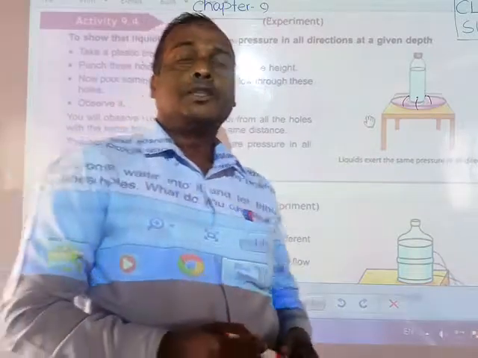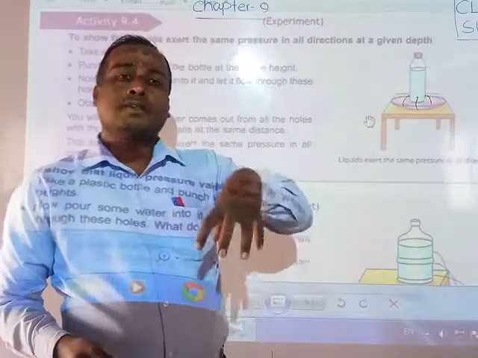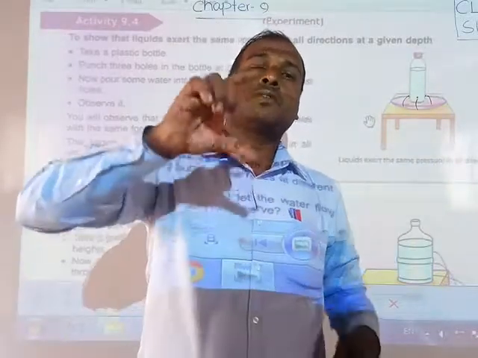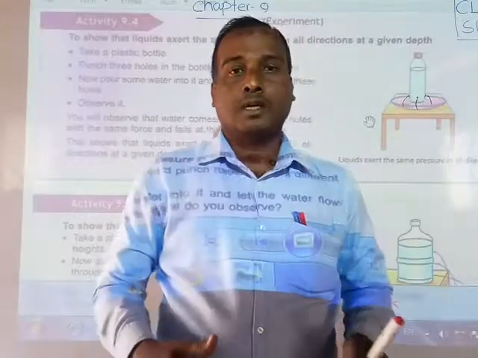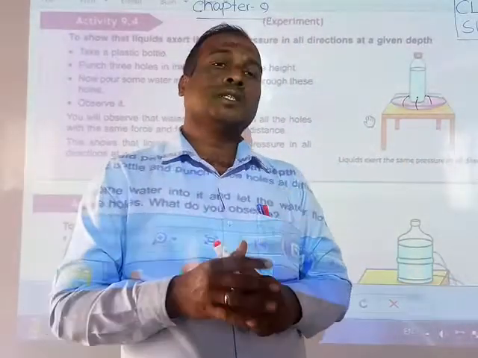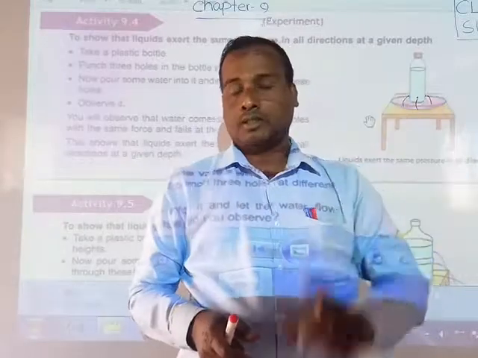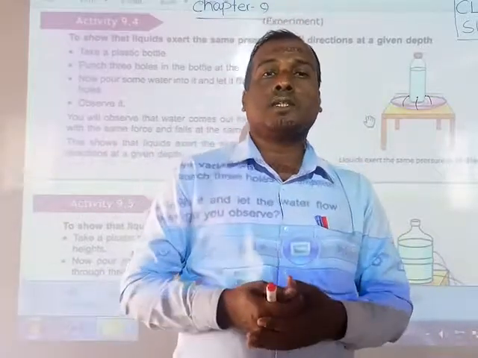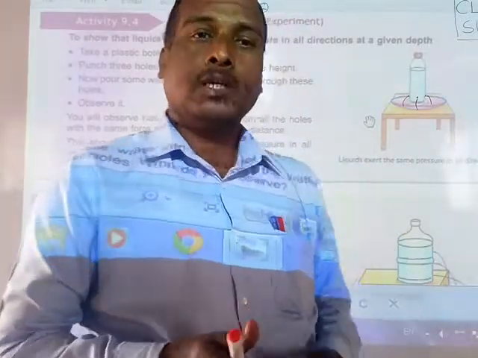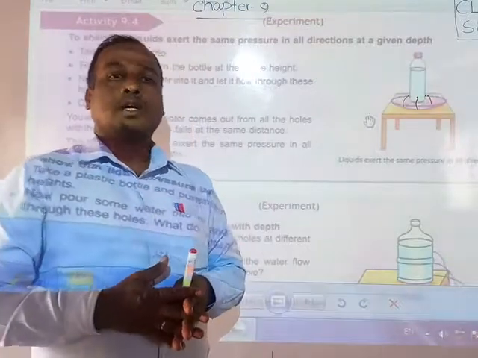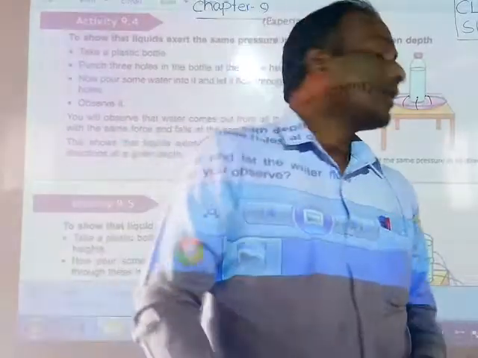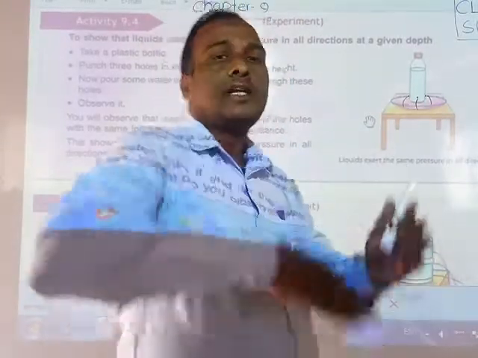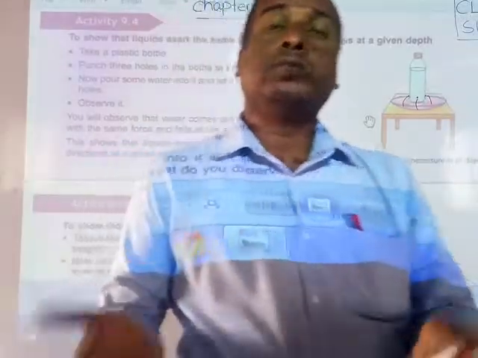So what did you observe from this experiment? At equal height, the water has the same pressure. That means the depth of the water decides the pressure of the water; it is varying. According to the height of the water, the pressure is changing. If the height is the same, then the pressure is the same. If the height is different, then we have to see how the pressure changes.